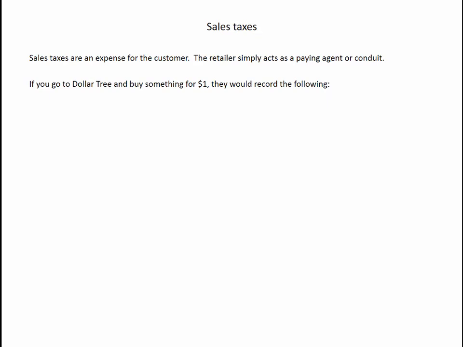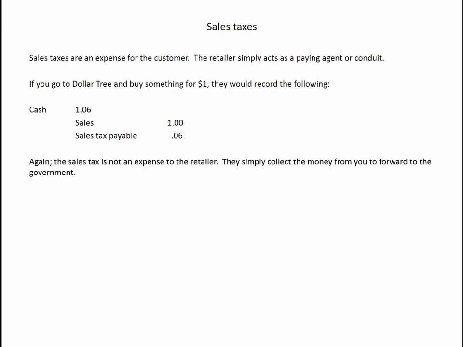If you go to Dollar Tree and buy something for $1, you're going to have to pay $1.06, and Dollar Tree would record the following. They've taken $1.06 in cash, they've got $1 in sales revenue, and they have a 6-cent sales tax payable that needs to be remitted to the state government. Again, the sales tax is not an expense to the retailer, it's an expense to the customer. The retailer simply collects the money from you to forward to the state.